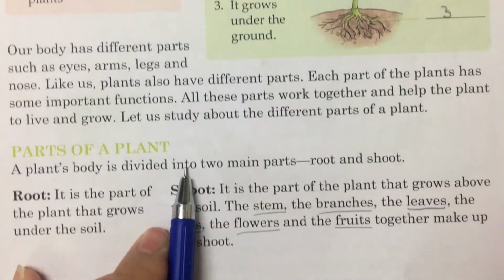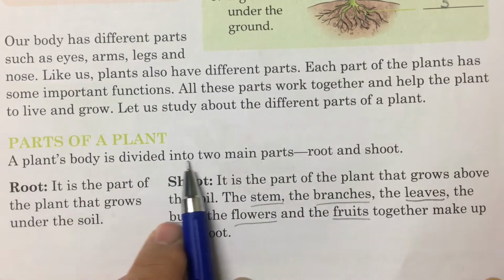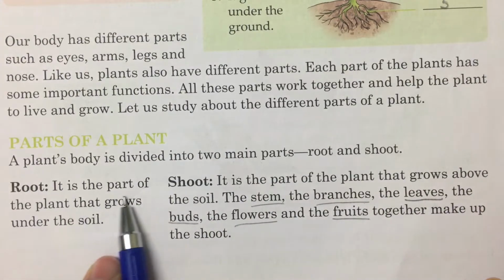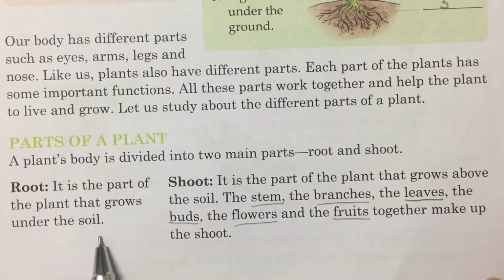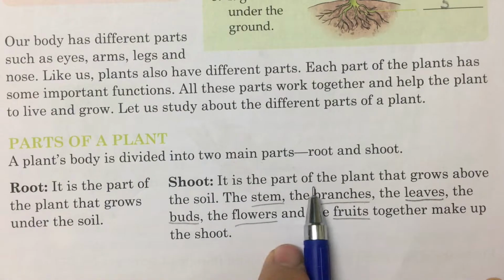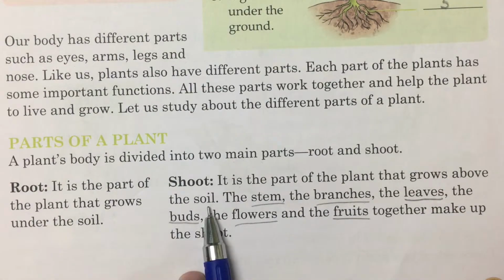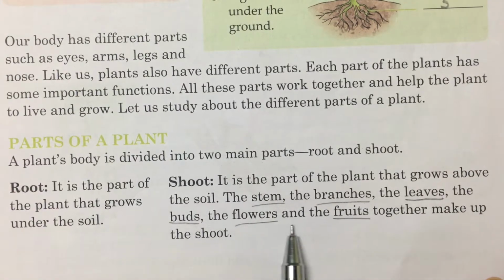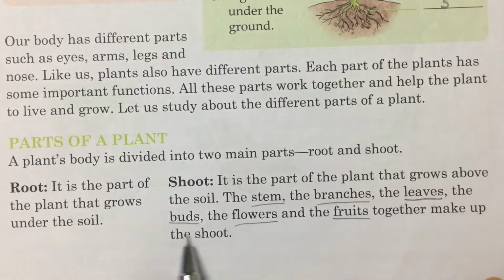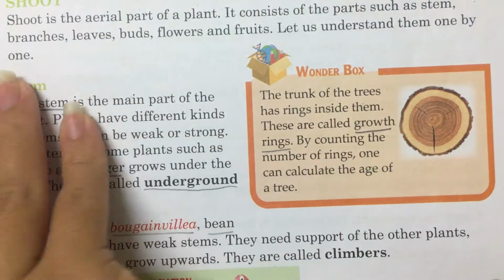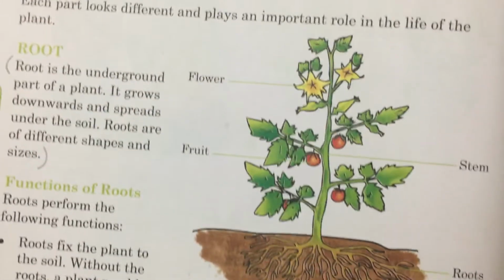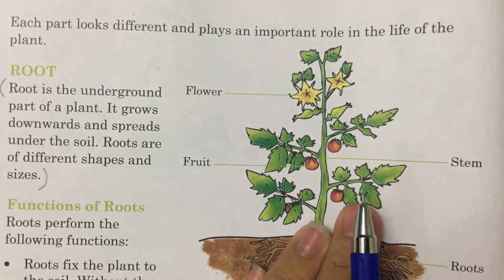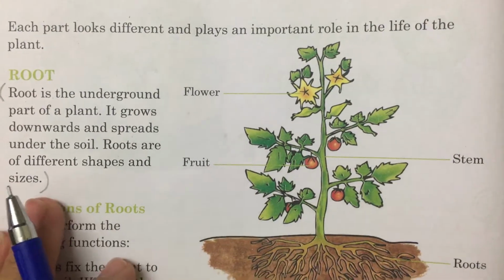Parts of a plant. A plant's body is divided into two main parts, root and shoot. Root. It is the part of the plant that grows under the soil. Shoot. It is the part of a plant that grows above the soil. The stem, the branches, the leaves, the buds, the flowers, and the fruits together make up the shoot. Each part looks different and plays an important role in the life of the plant.